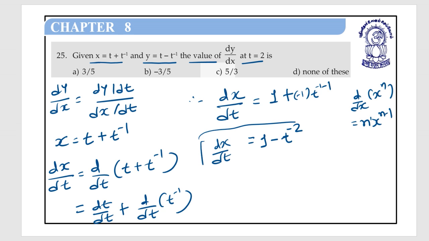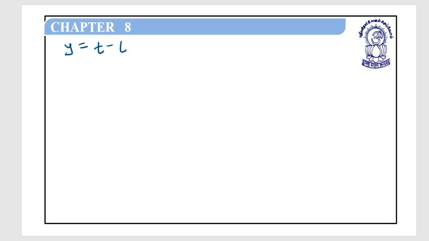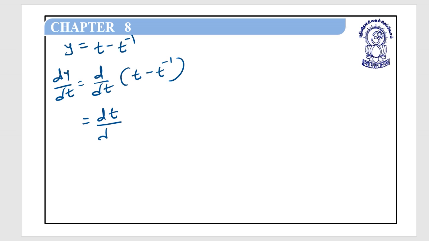Now, find out the dy by dt. So, y is equal to t minus t raised to minus 1. So, dy by dt is equal to d by dt of t minus t raised to minus 1. So, dt by dt minus d by dt of t raised to minus 1. 1 minus minus 1 t raised to minus 1 minus 1.